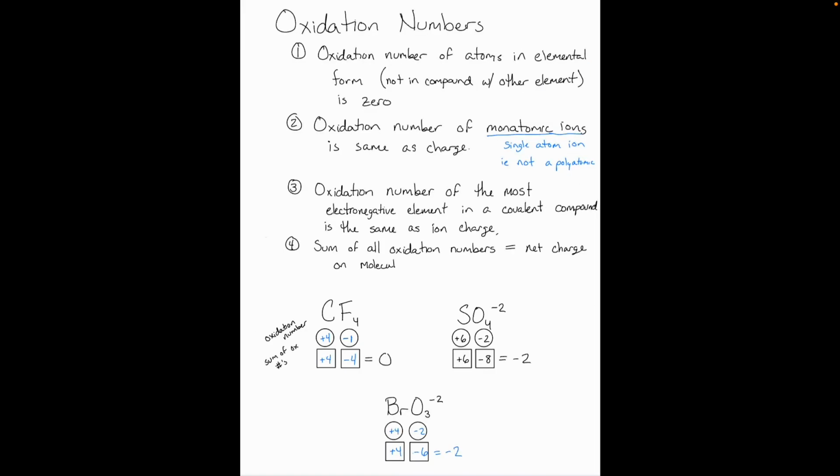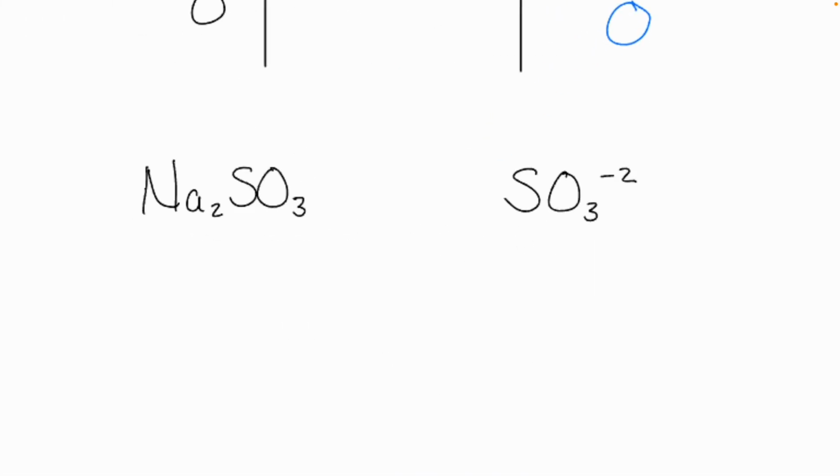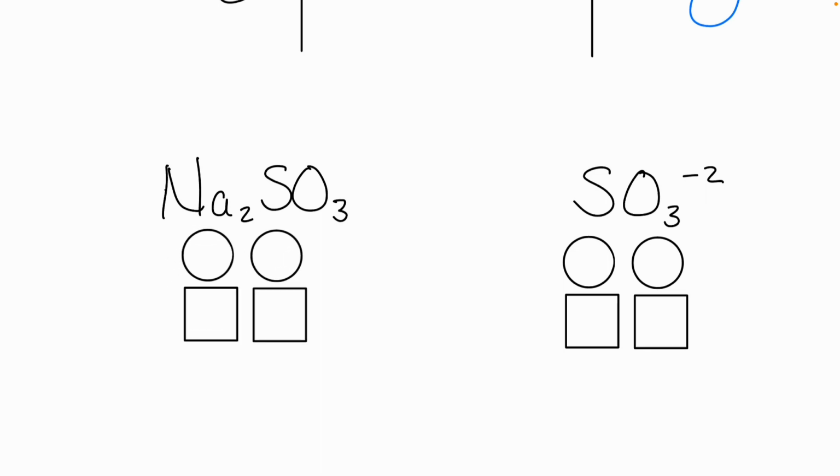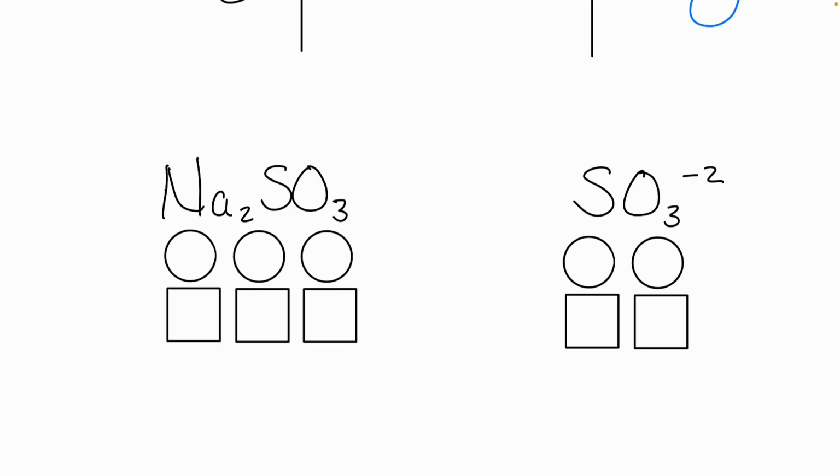All right, let me get my Lego people here. All right, and in order to do this, we got to first fill in what we know. So again, we knew that our sodium was +1. I have 2 of them in my compound, so if I sum everything up, that's +2.